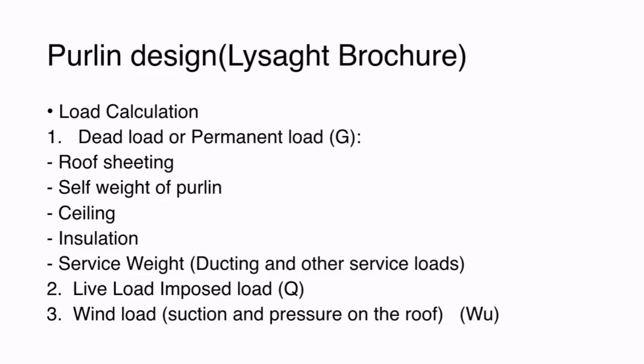The first step is load calculation. It's divided into 3 sections. The first one is dead load or permanent load, including roof sheeting, self-weight of purlin, ceiling insulation, and service weight, including the ducting and other service loads. The second is live load, the imposed load. The third one is wind load, including the suction and pressure on the roof.